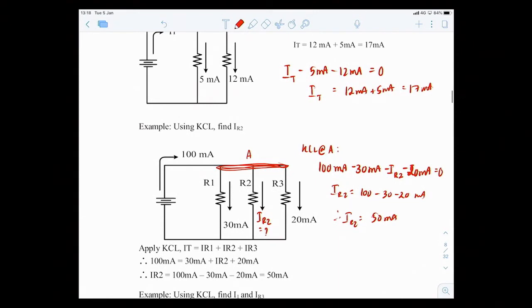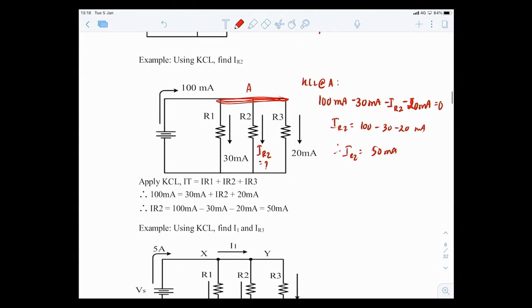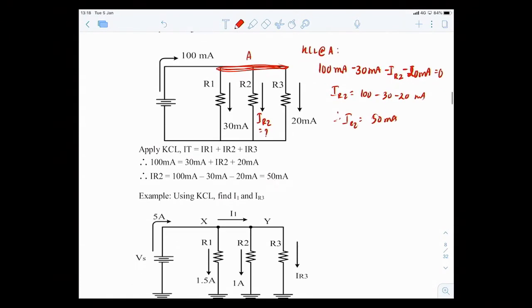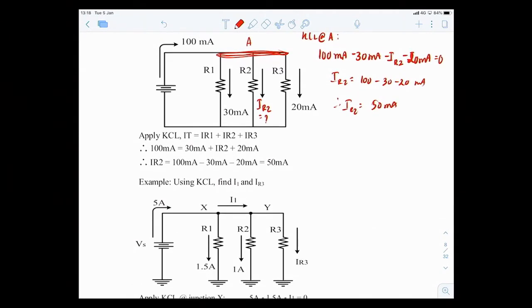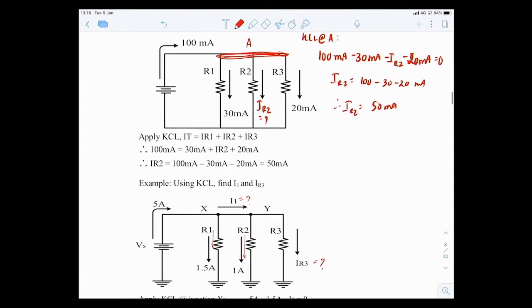Do you see the point of this? You can try to solve this problem by yourself. Write it down. 5 amps come out from the source and split into 1.5 amps and 1 amp, and you have to find IR3 and I1. So, how do you do this? KCL. Let's look at KCL.